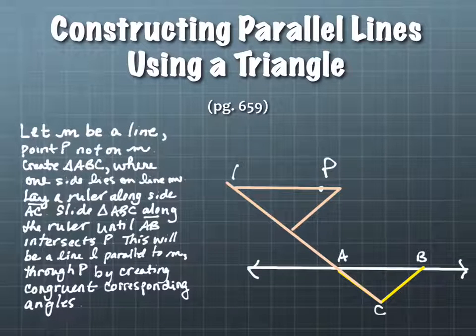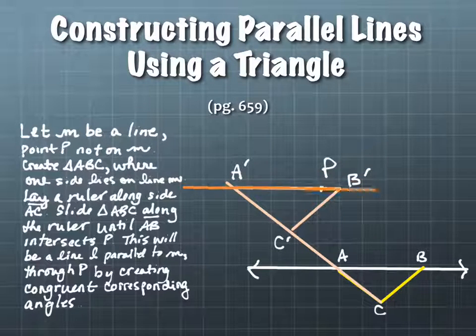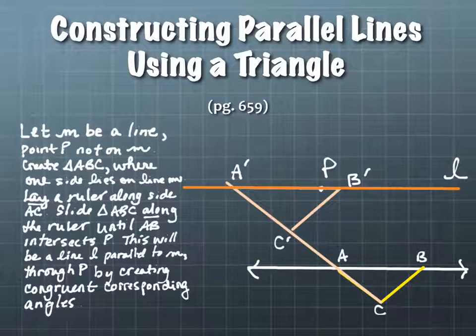So this is now, when we move things, we often put a prime on them. So this is A prime, B prime, C prime. It's the new location of ABC. And this line where it crosses P is the parallel line that we had before. So this line, let me try that again. There we go. Would be parallel, and we called it line L in the description.